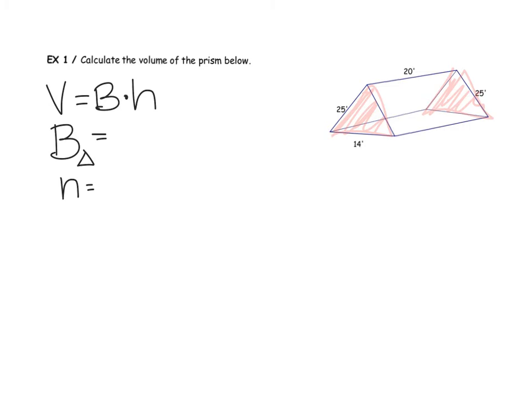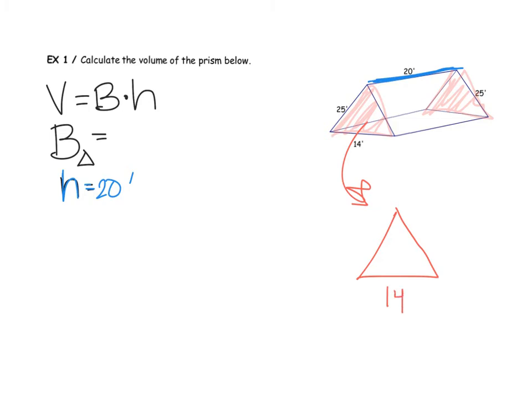And in this case, the height of the prism is much easier. The height is just the distance between the bases. So our height is 20 feet. But to find the area of the base, I'm going to need to find the area of that triangle. So I'm going to pop that triangle out of the picture in red. And I'm going to find the area of this triangle.